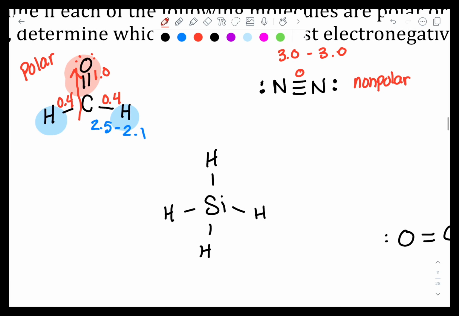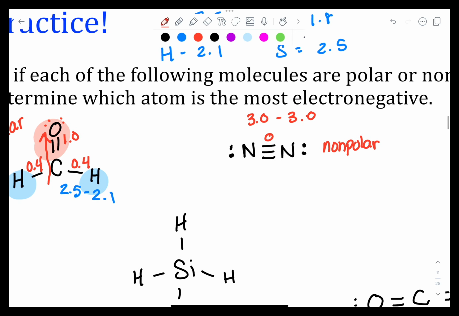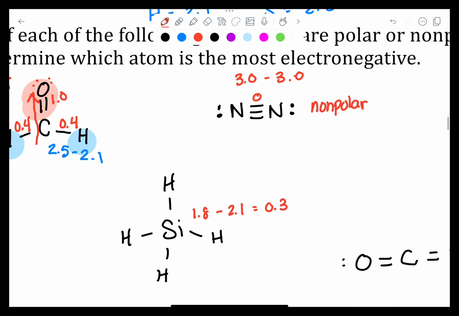Next we have silicon and hydrogen. They're all the same. So silicon is 1.8 and hydrogen is 2.1. So that's a difference of 0.3. So these are nonpolar. And since they're all the same, the molecule itself is nonpolar. Okay, there's no one area of more electron density than the other. The electrons are all being shared equally in all 4 bonds.